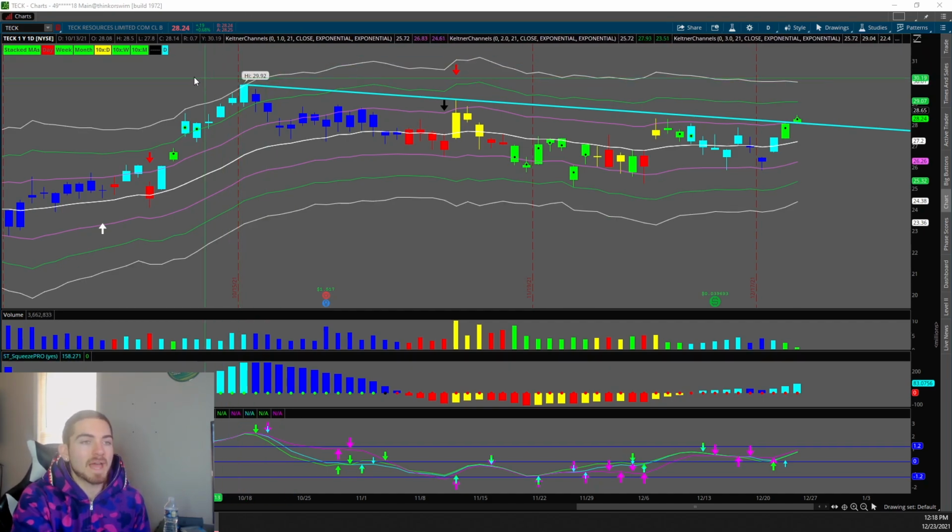But anyways, what I am looking for when I am swing trading is these labels to be red. Specifically, I like to look for the daily and the weekly, but if there's a monthly squeeze, that's even better.